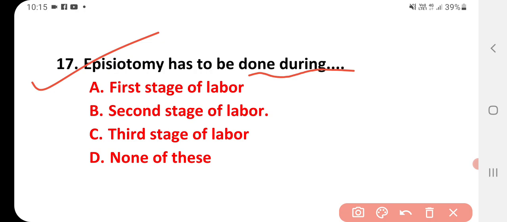Next, 17, episiotomy has to be done during the first stage of labor, second stage of labor, third stage of labor, none of these. So episiotomy is done in the second stage of labor, so option B.